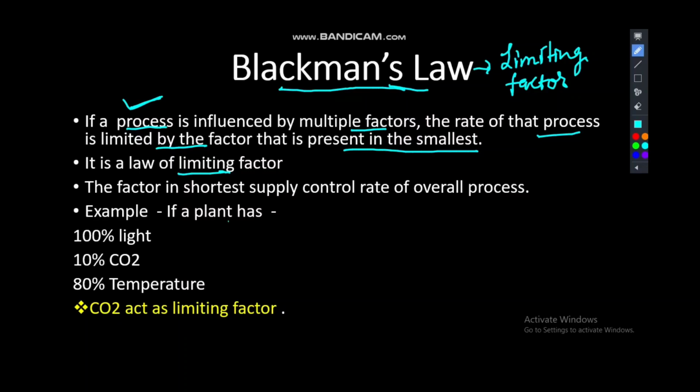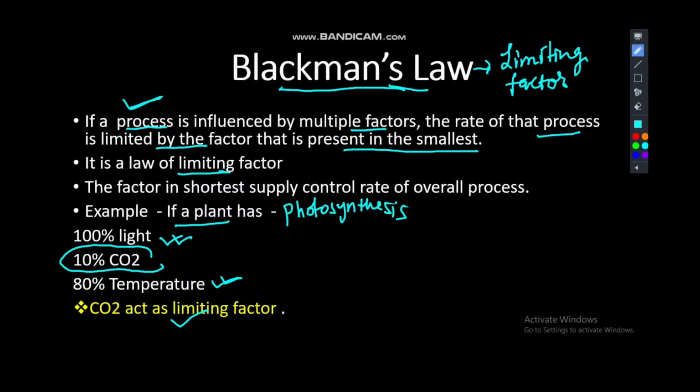For example, let's say a plant which is doing photosynthesis. So photosynthesis depends on many criteria, right? It depends on the chlorophyll presence, it depends on the light, carbon dioxide and temperature, right? So if you're providing 100% light, 80% temperature, but you're only providing 10% carbon dioxide, then here carbon dioxide acts as a limiting factor. As the carbon dioxide is very less, so once the carbon dioxide is utilized, the photosynthesis will stop. It will not go further. So that's what it is saying. If any one factor will not be in accurate amount, then the process will stop.